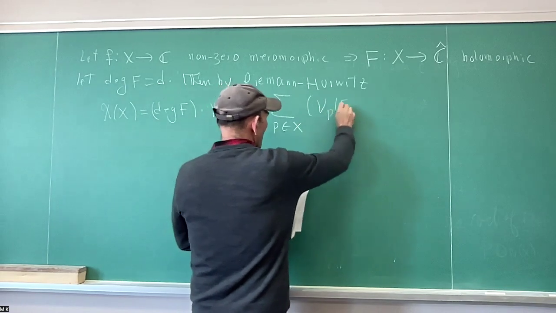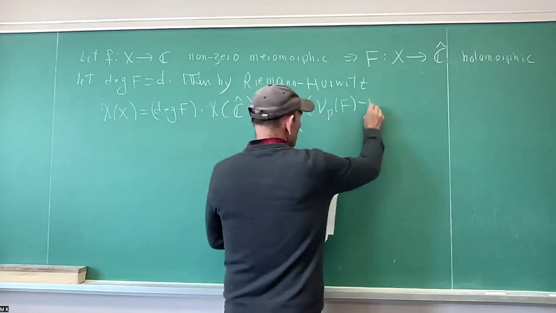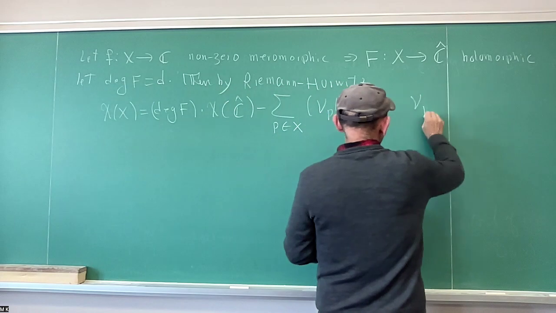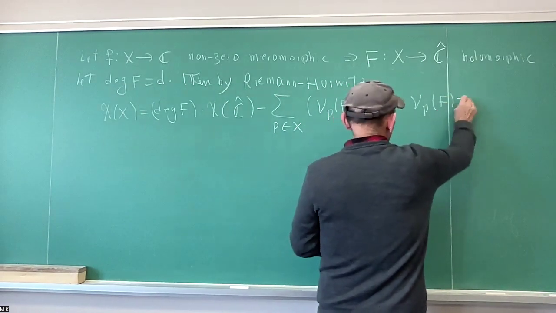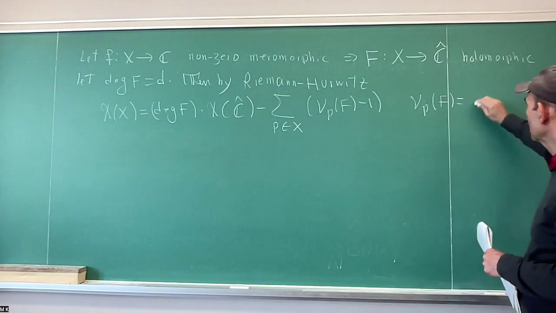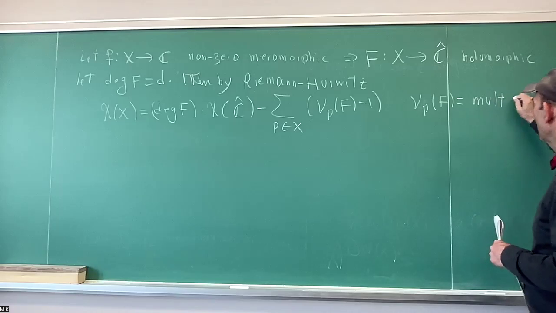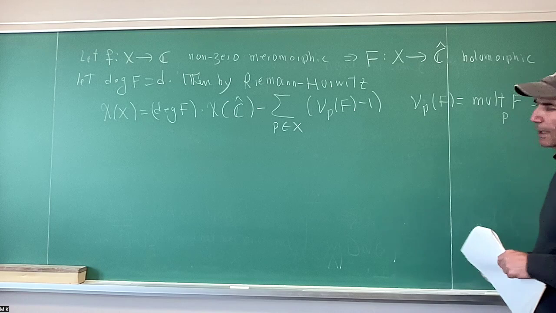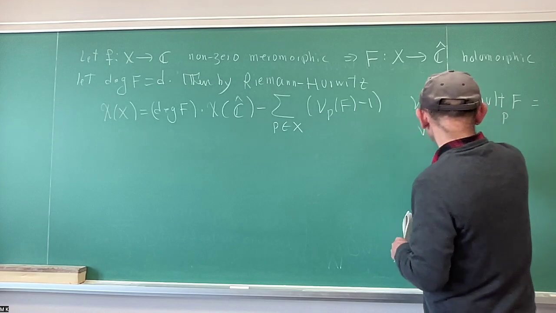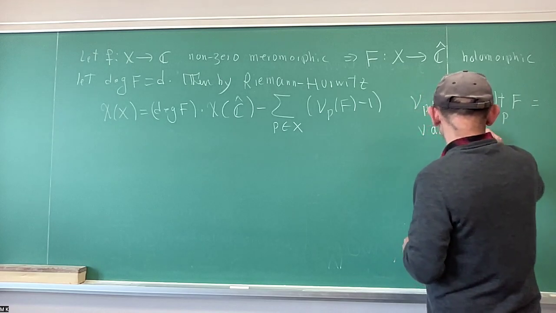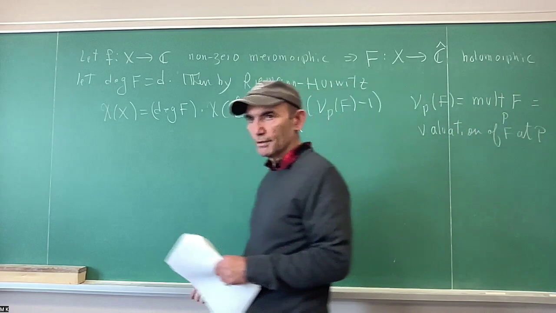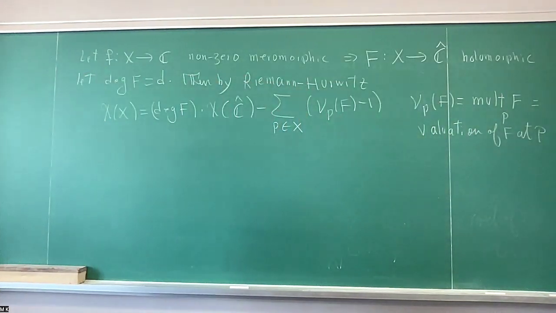There could be some ramification points, and those contributions give us minus the sum over P belonging to X. Now I just use a notation, which maybe is new, but let me check with you guys. This V_P of F is something we call the multiplicity of F at P. Another term for it is the valuation of F at P. That's why we use V. And this is the celebrated Riemann-Hurwitz formula.